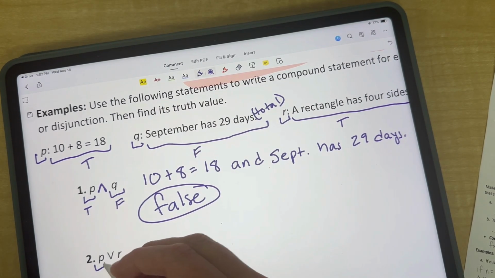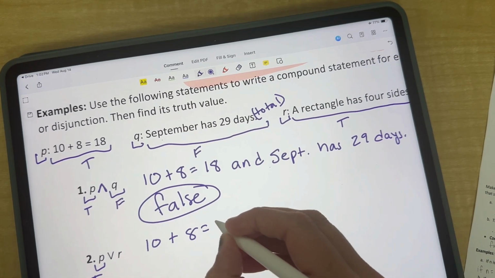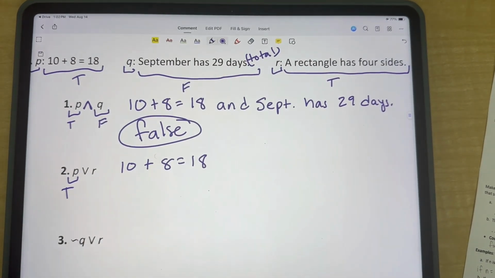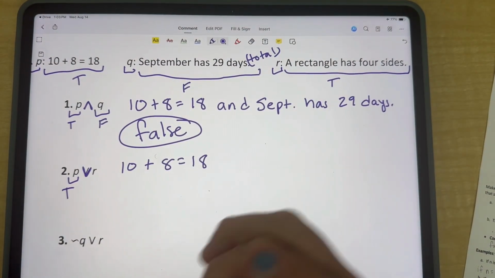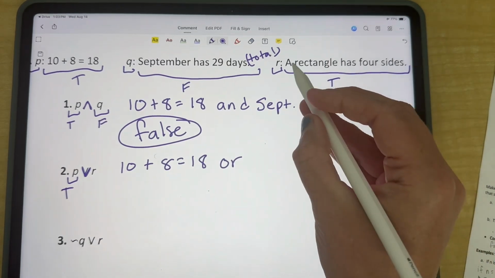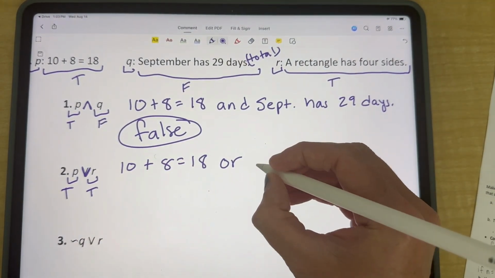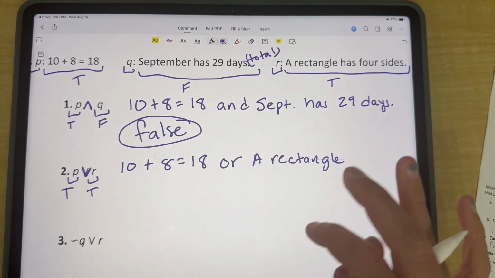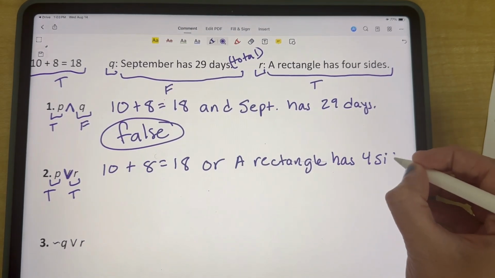P, we just did P, we know that's true. So 10 plus 8 equals 18. That's the statement from up here that P represents. What does this down caret mean? Or. And what is R? R is right here. We already know R is a true value. A rectangle has 4 sides.